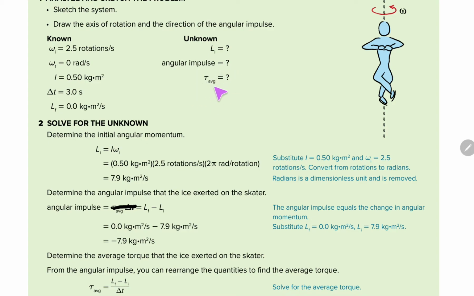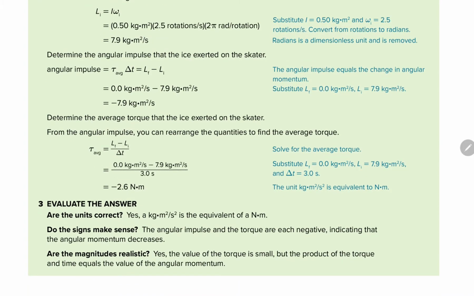The third unknown, I should calculate the average torque. From the general equation, torque average multiplied by delta t equals L final minus L initial. So I need to find the torque. By dividing both sides by delta t, torque average equals L final minus L initial over delta t.